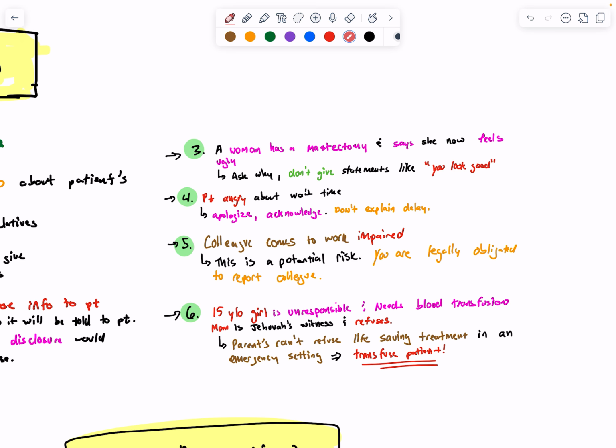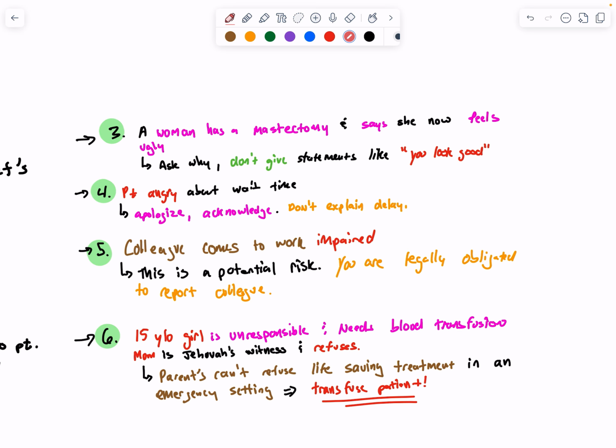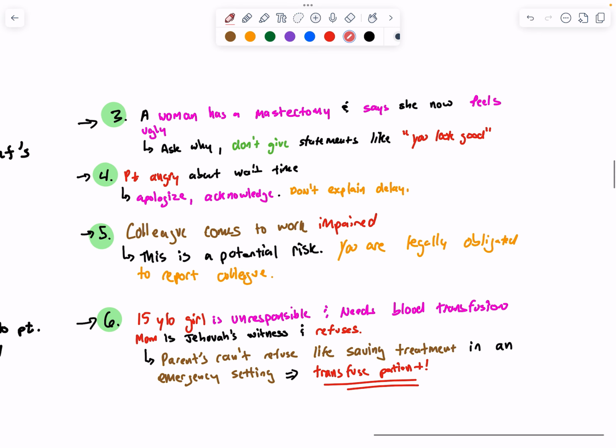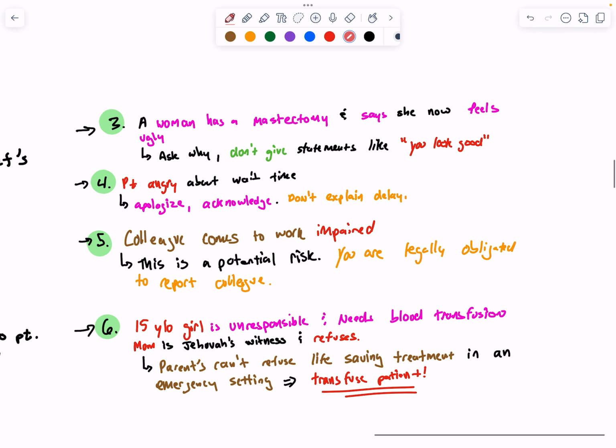All right, another one is a woman has a mastectomy and says she feels ugly. In this situation, you just ask why she feels that way, but don't give statements like you look good, right? It's just a little bit weird, kind of creepy. Don't do that. All right, patient's angry about the wait time. This is a popular practice question. Apologize, acknowledge, and shy away from explaining the delay.